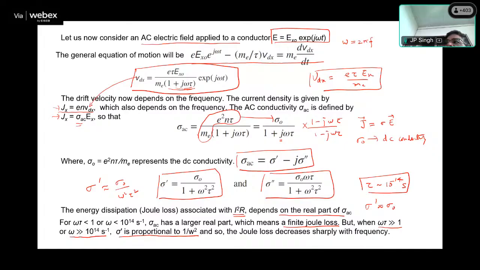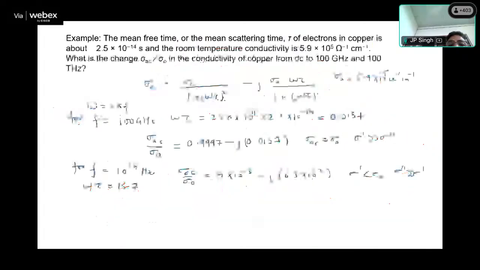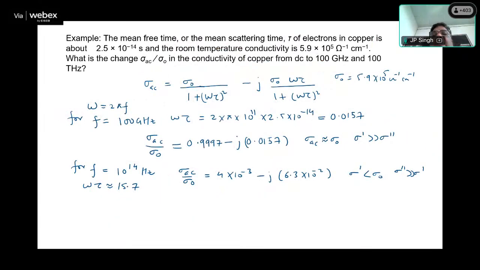So the material shows frequency dependent conductivity, which is known as AC conductivity. Now let us have some discussion with this problem. Suppose we talk about copper, in which the mean free time tau is given as 2.5 times 10 to the power minus 14, and the room temperature conductivity, which is the DC value, is also given.